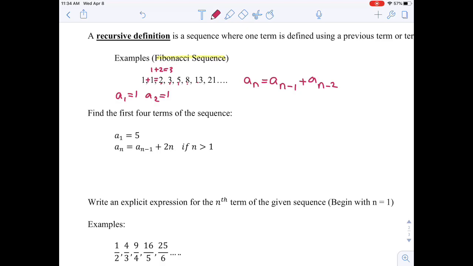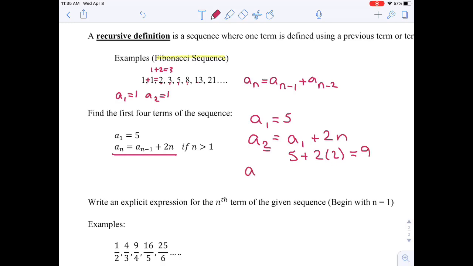So let's find the first four terms of the sequence here. And they give us the first one. You're going to need that. So if I want to find the second one, following this here, a sub 2 is equal to a sub n minus 1. So 2 minus 1 is 1, plus 2n. So that would be equal to 5 plus 2 times 2, which is 9.